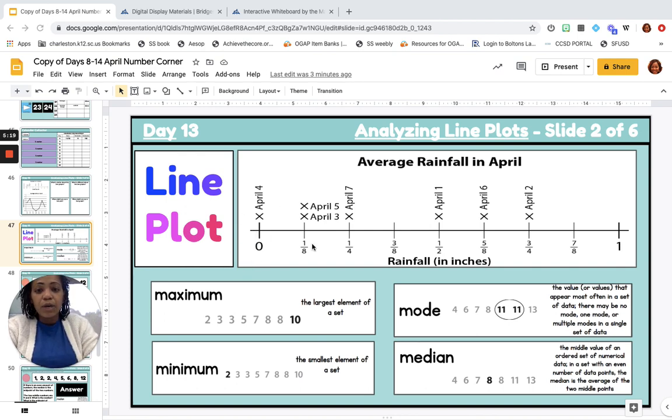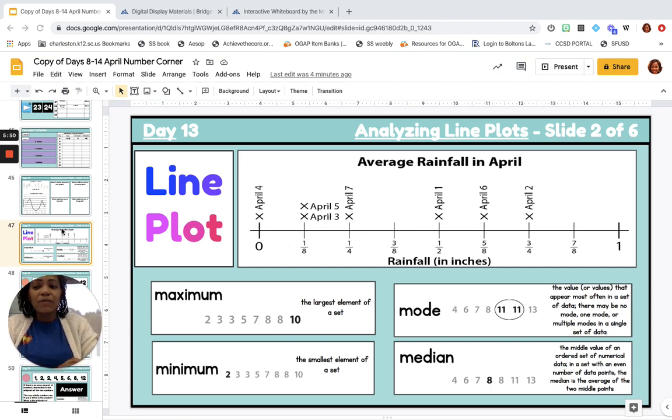We have 1, 2, 3, 4, 5, 6. We actually have 6 numbers that have data in this set. It's just 6 numbers. And so when you're finding the median of an even set of numbers, so 6 is an even number, then you are thinking essentially about the number that comes in the middle of the 2 numbers that are in the middle.